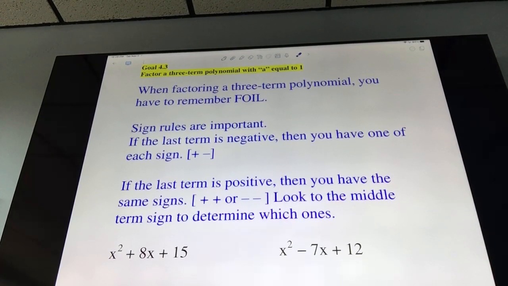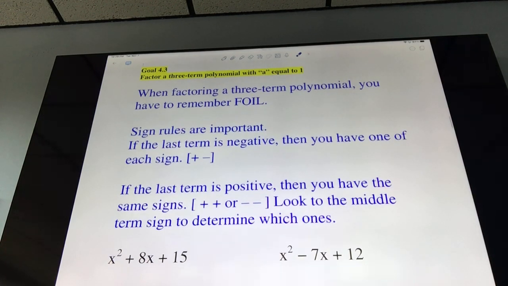Okay, in 4.3, we are moving to three-term polynomials. So we started off with just common factors, we did two terms, and now we're going to go to three terms. And we actually have two different lessons on three terms. This particular one is a three-term polynomial with the a value, which is the number in front of the x squared, equal to 1, okay?